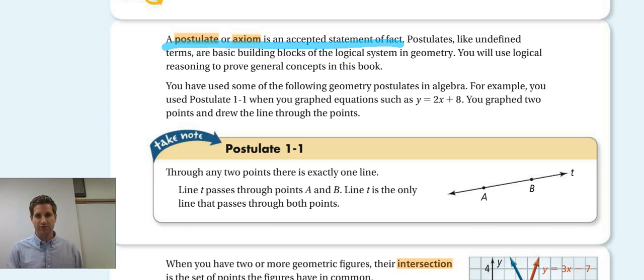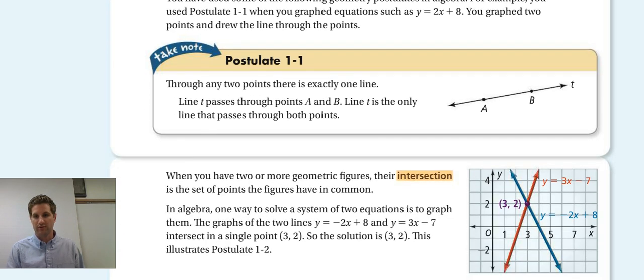Okay? And here's our first postulate right here. Through any 2 points, there's exactly one line. So that's like saying from one place to another place, the fastest way is a straight line. A lot of people agree with that. So go ahead and take note and write that one down. Let's move on to our next one.